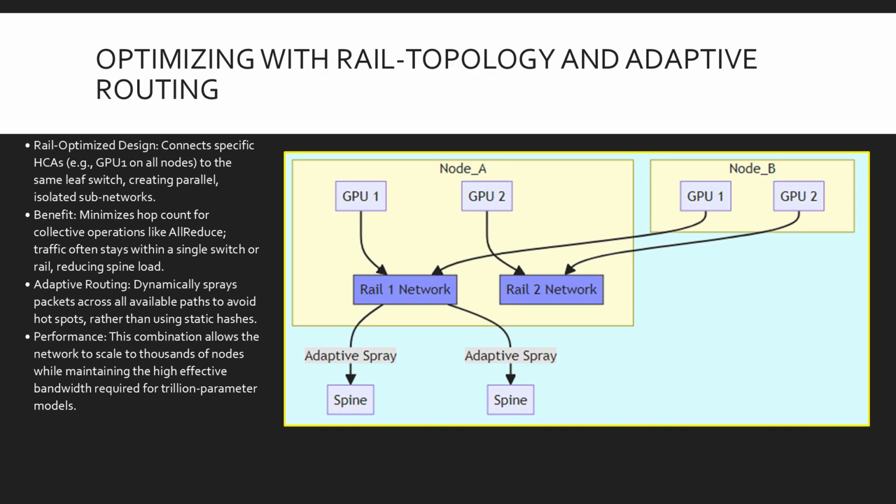Here's the rail-optimized concept. Notice how GPU 1 from node A and GPU 1 from node B both connect directly to the rail 1 network. They communicate without interfering with the rail 2 network used by the GPU 2. Within these rails, adaptive spray ensures traffic utilizes both spine S1 and spine S2 evenly, preventing bottlenecks and maximizing the total throughput of the scalable cluster.